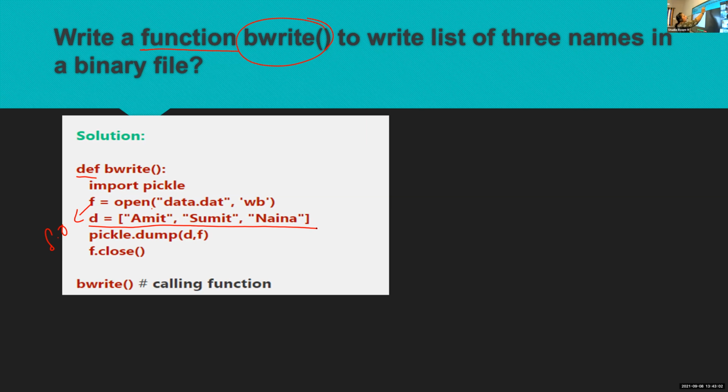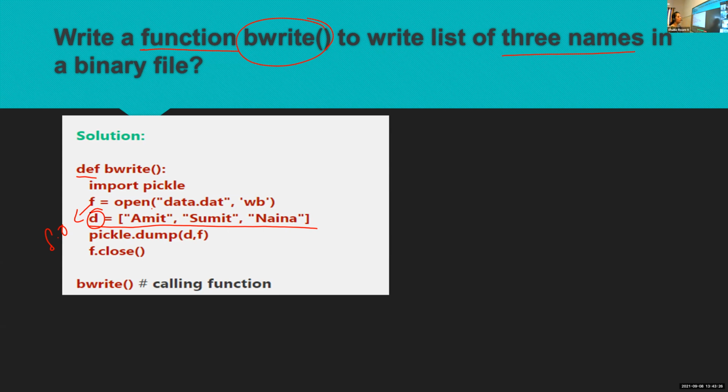What is the question? Write a list of 3 names. Within that list, give 3 names. I am giving 3 names: Amit, Sumit, and Naina. Assign that list content into list name B. Here B is the list name. After that, write this content B into the file object.